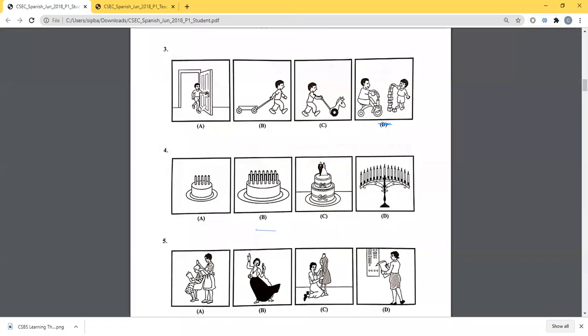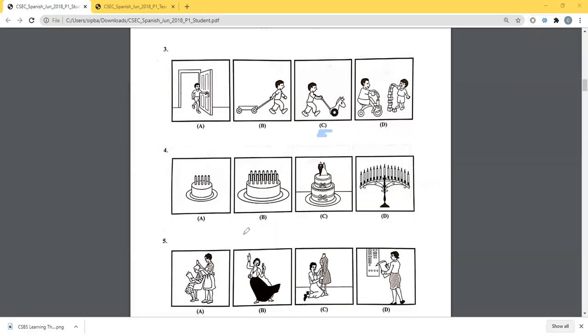Beautiful. So question 3, if you're really good, you already know what the answer is. So 3, el niño empuja el juguete. El niño empuja el juguete. And that's going to be C. That is, the boy pushes the toy. Bueno, bueno. Number 4. La torta de la quinceañera es muy grande.